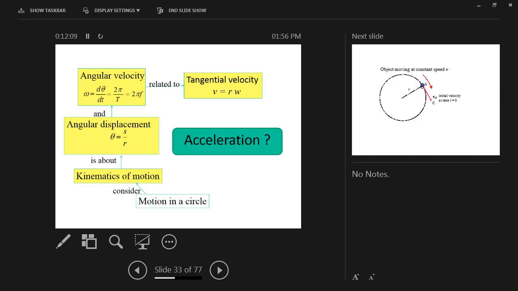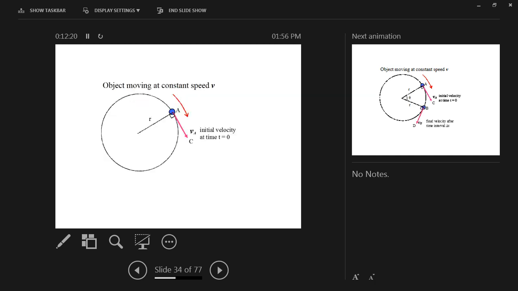Okay, the next thing we are going to look at is acceleration. Is an object going round in a circle accelerating? Okay, so we are going to look at an object that is moving at constant speed. So we are doing uniform circular motion, meaning constant speed. So let's imagine that the object is at point A and the velocity is VA. Okay, the speed is V, the direction is AC, and that is at time t equals 0.